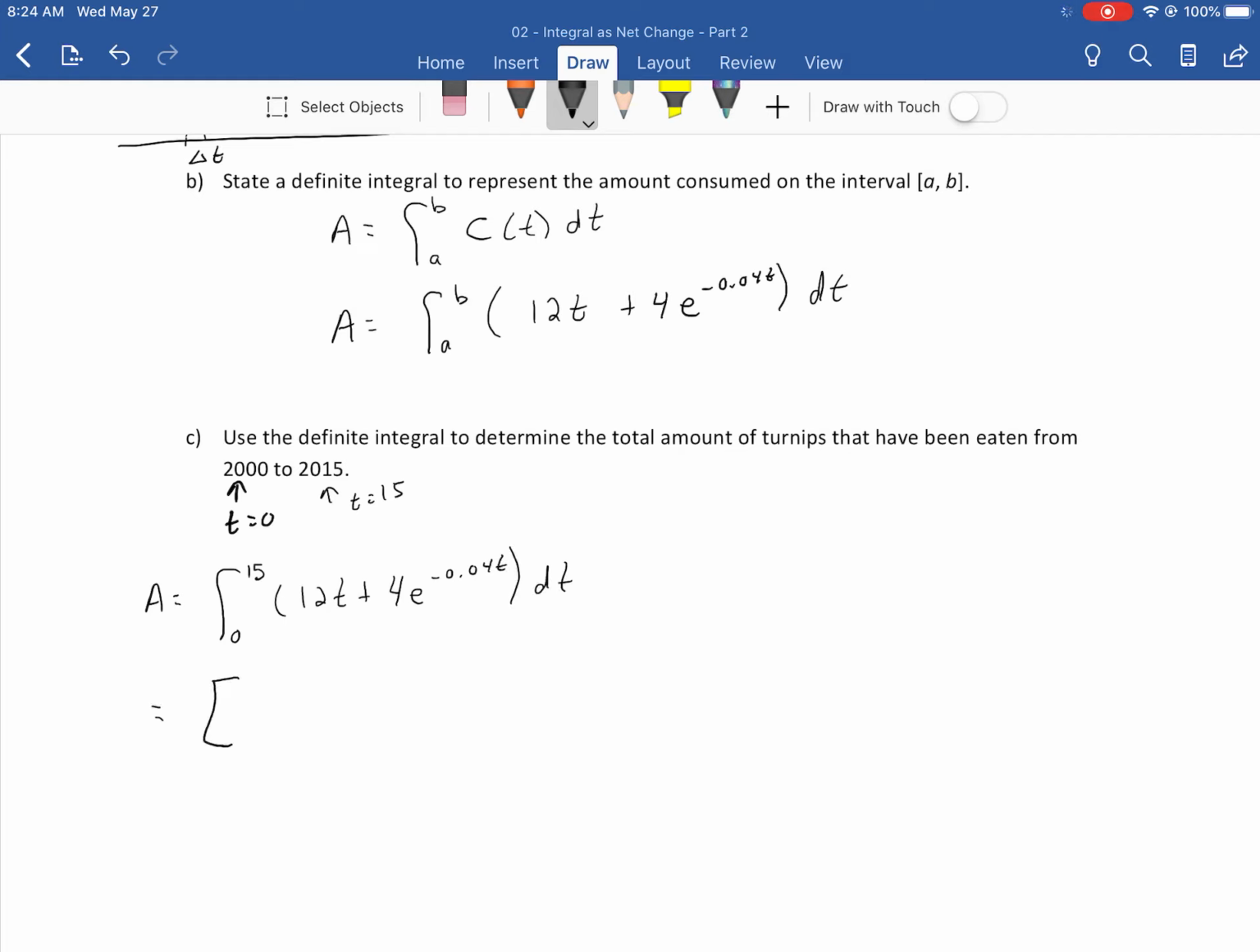So I need that antiderivative. Well, let's see, 12t would have come out to a t squared. When I multiply that by 2, I guess I need a 6 out there.